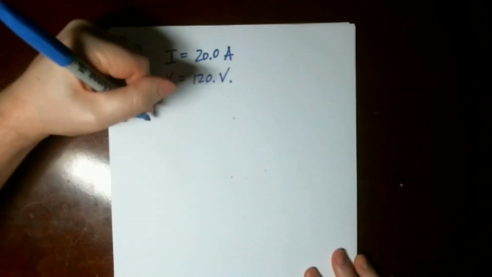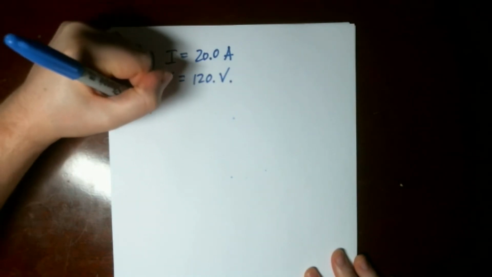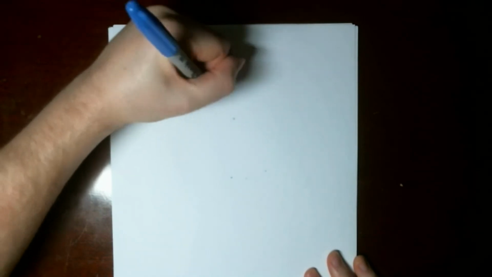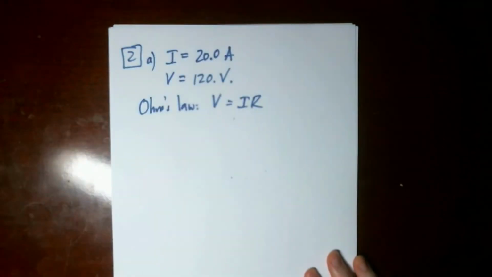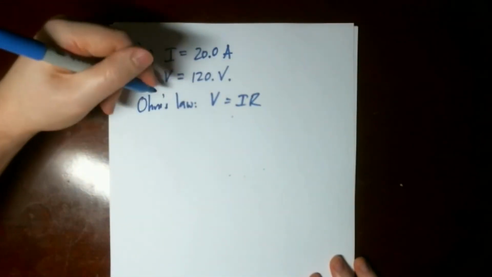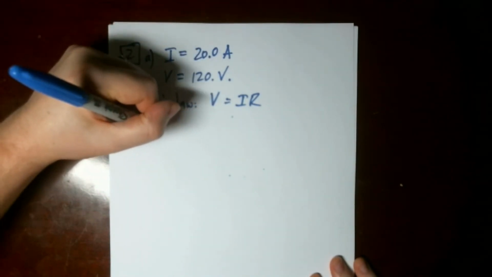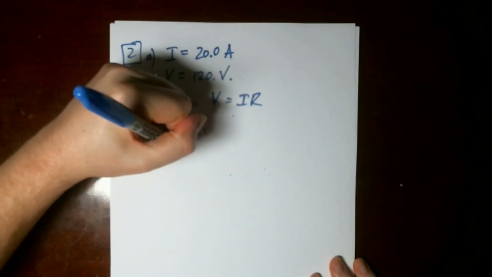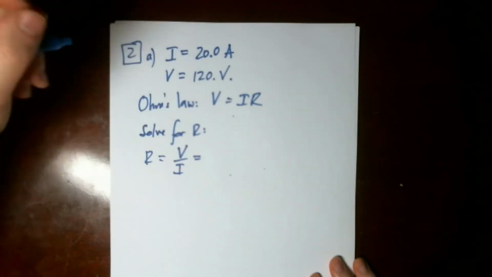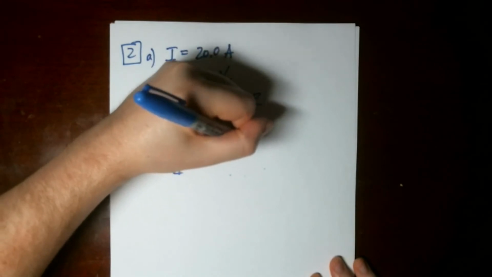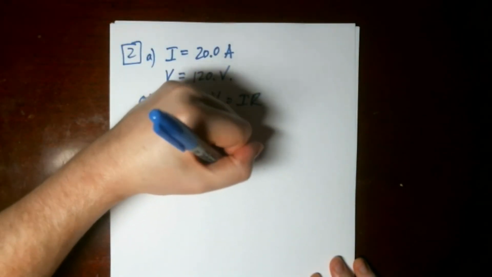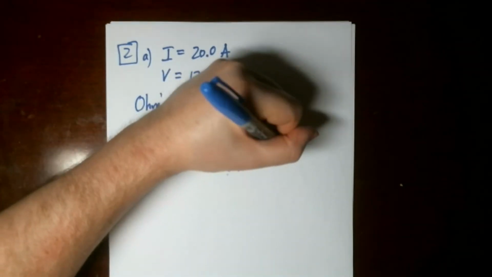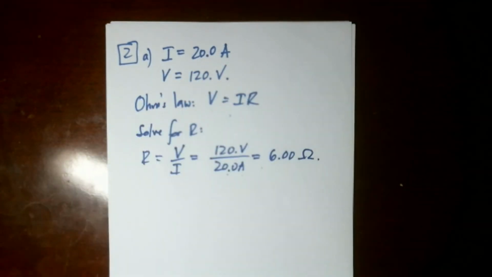All right, so for part A, we'll use Ohm's law. And Ohm's law tells us that V equals IR. And we can solve for R. R is going to be V over I. So then we get 120 volts divided by 20 amps. Now we find that the resistance of the wire is going to be 6 ohms.